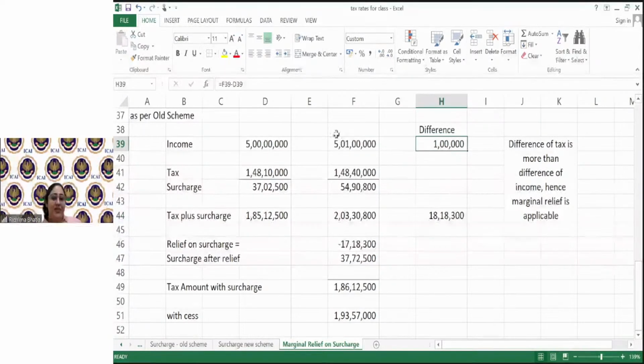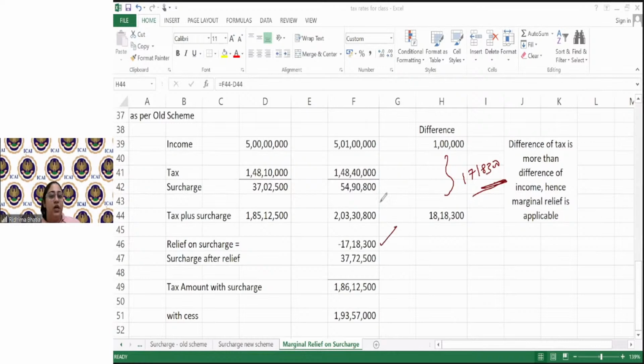Now this is astonishing. Income has increased by 1 lakh. Looking at tax with surcharge, it has increased by 18 lakh 18,300. Even if I do 20 times, only then do surcharge and tax almost match the income. Income has increased only by 1 lakh, but tax with surcharge has increased by 18 lakh 18,000. So we have to give the relief. What would be the relief? Relief would be simple here, which is the difference of this, 17 lakh 18,300.